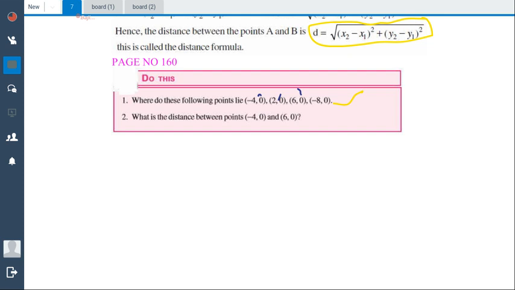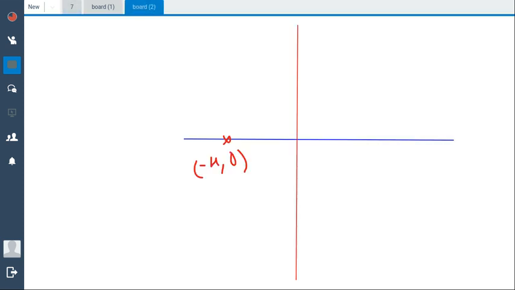And the second point is (6, 0). So what is the distance between these 2 points is the question. I want to find out the distance between (-4, 0) and (6, 0).